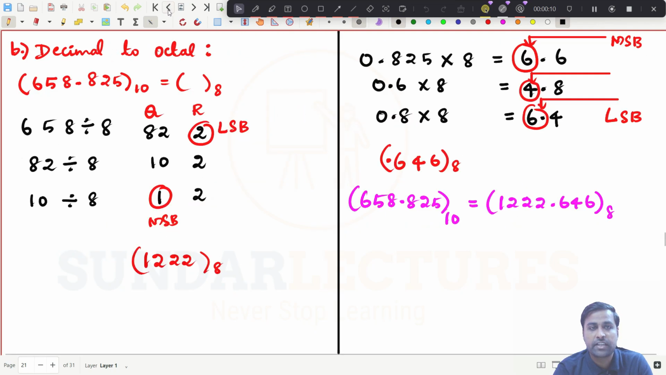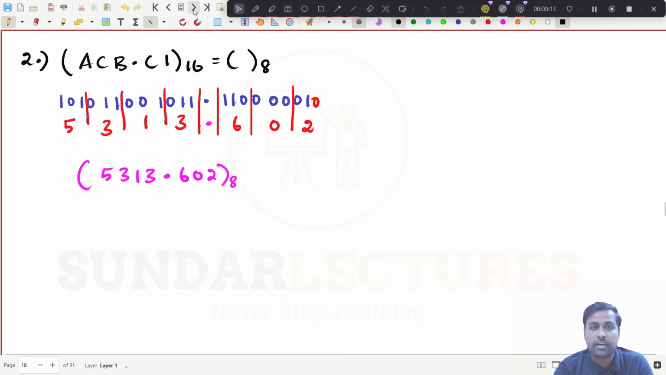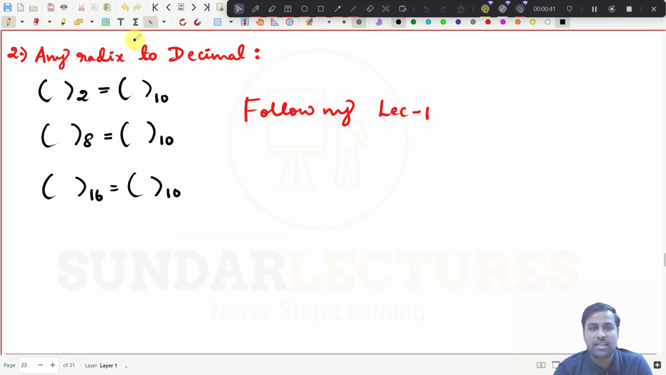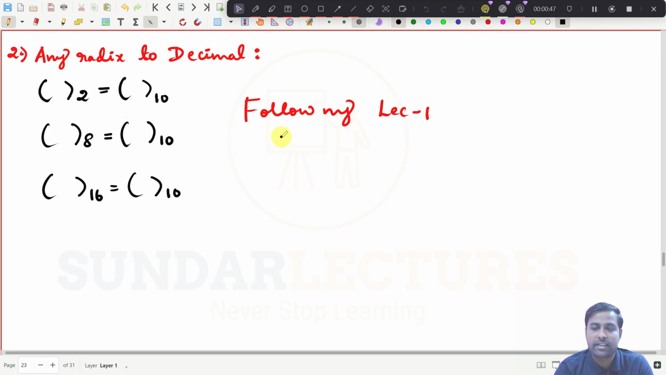Let us see what all the topics we have seen in the previous class. We started with the conversion of decimal to any radix, and we have seen the procedure. The procedure is the same, and we have done it for all the number systems converted from decimal. There are two different procedures, one for integer and one for fraction. For integer it is the successive division method, and for fraction it is the successive multiplication method. That is what we saw in the previous class, and we also concluded any radix to decimal, which we already discussed in the first lecture.